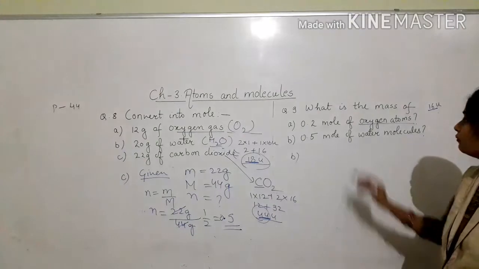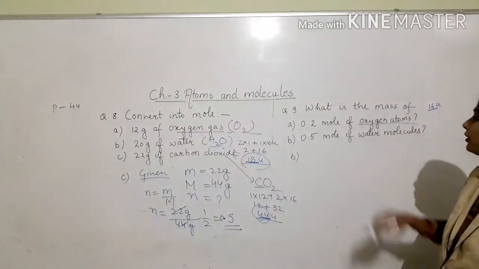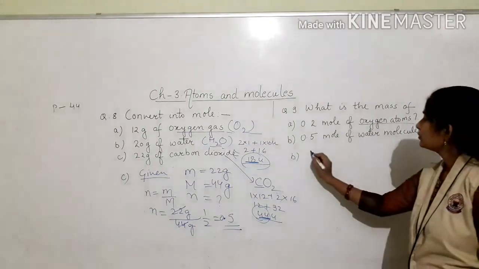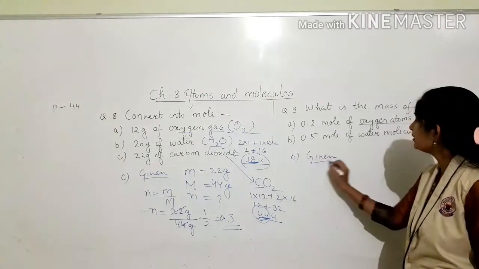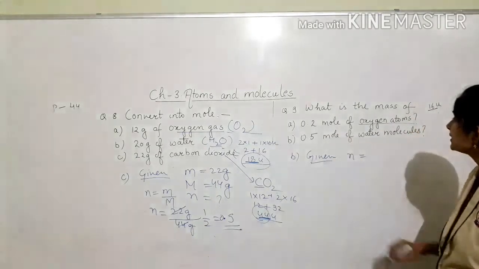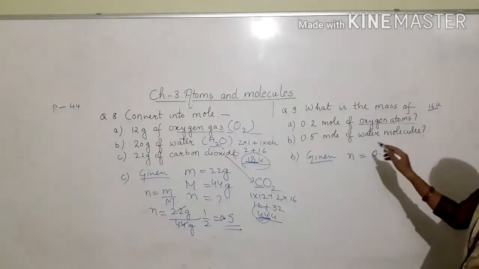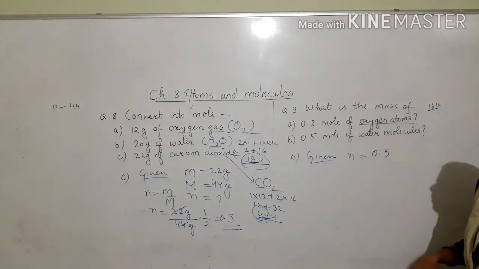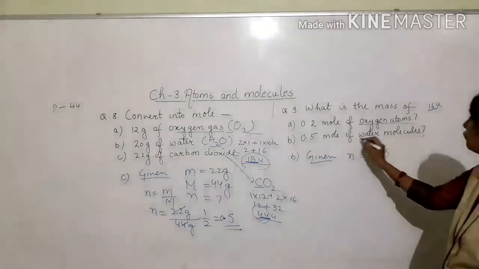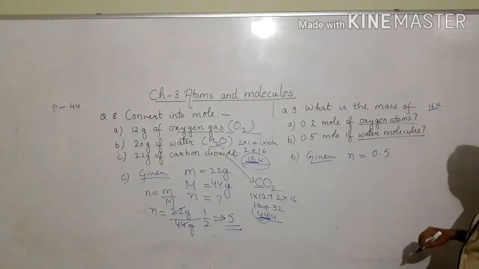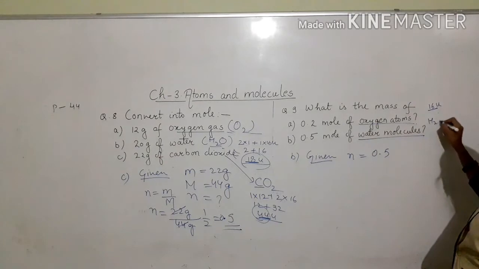Now B part. What is the mass of 0.5 mole of water molecules? Okay. So what is given? Again number of moles, that is 0.5 of water molecules, means mole of which kind of particle is given? Water molecule. So first of all we will calculate its molecular mass. Water molecules means H2O.